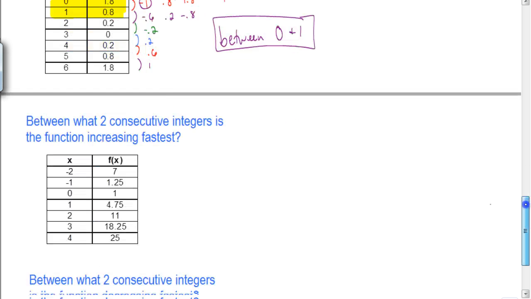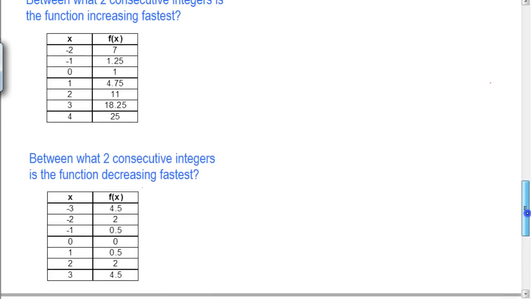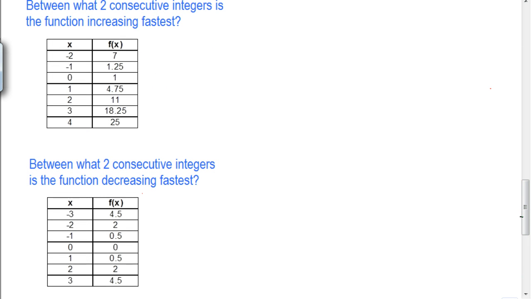Okay, so remember those two that we looked at earlier? I want you guys to try these on your own. Here we go. So I want you to take a minute now to see between what two consecutive integers is the function increasing the fastest for that first table, and between what two consecutive integers is the function decreasing the fastest in that second table. So why don't you pause the video and hit play when you're ready to check your answers.